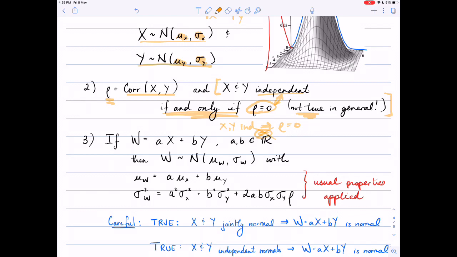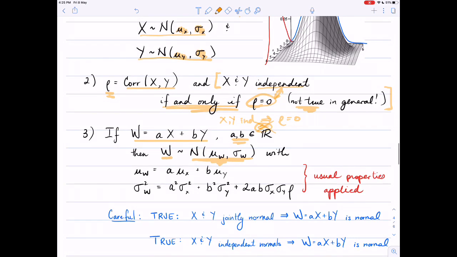All of this good stuff, all that we've talked about so far. If we have a linear combination of jointly normal variables, for any a and b and r, any linear combination, then that linear combination W will be normal. It will also be normal with parameters that are calculated using the usual properties, right? The properties of the expected value would give you this, a mu sub X plus b mu sub Y, for the expected value of W.